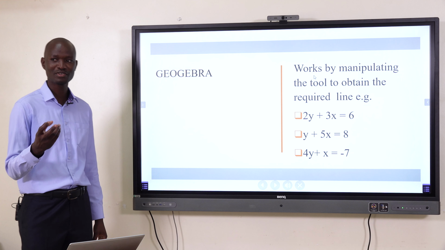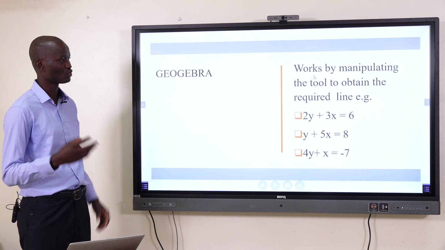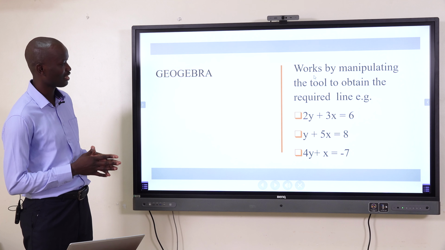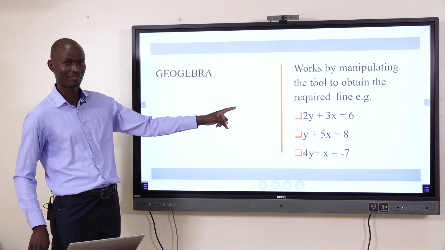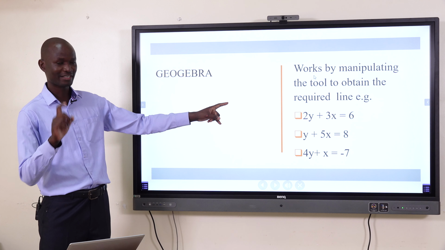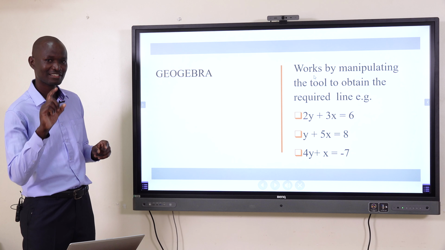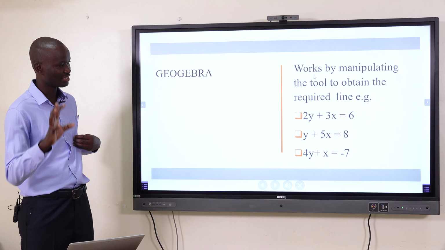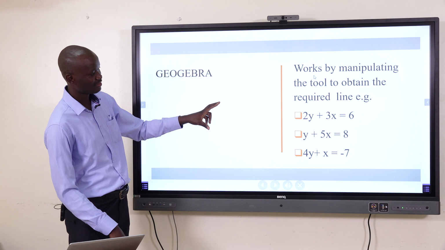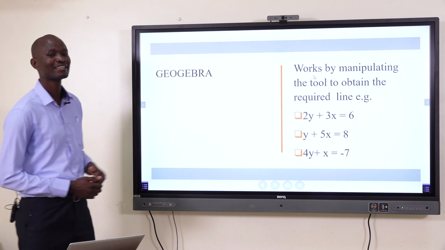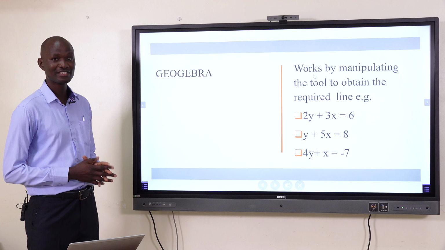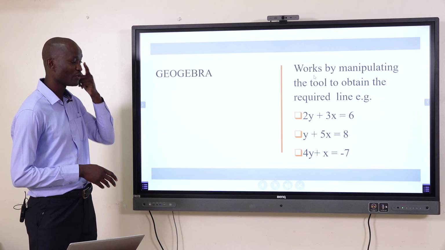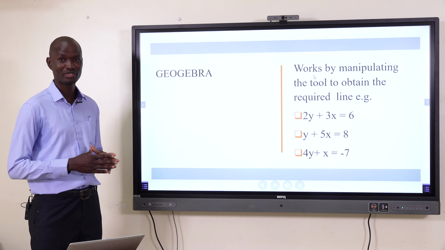And to work with a few examples that we may use to conceptualize the concept. The first example will be the equation of the line given. And remember, our focus is the line itself, not really the linear inequality by shading the unwanted region. And so in the first equation, we have 2y plus 3x is equal to 6. The second equation is y plus 5x is equal to 8. And lastly, we have 4y plus x is equal to negative 7.